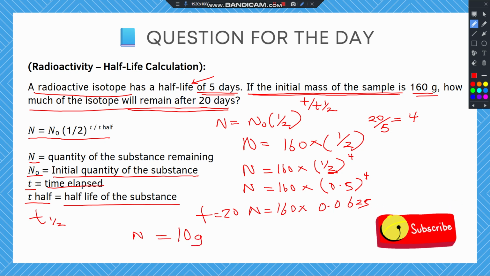So what is going to be the unit? 10 grams, because N stands for the quantity of the substance remaining, and the quantity of the substance was measured in grams. So the amount of substance that will remain after 20 days will be 10 grams. I'm sure you saw how each and every one of these concepts were adequately dealt with.